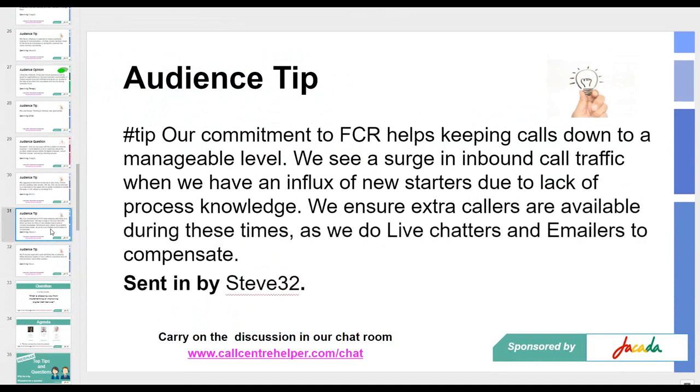Another one from Steve. I think Steve is looking to get the winning tip from the number of tips sent in. Our commitment to first contact resolution helps keep calls down to a manageable level. We see a surge in inbound traffic when we have an influx of new starters due to a lack of process knowledge. We ensure extra callers are available during these times, as we do live chats and emails to compensate. So I guess that's about building, I like these two pieces of it: first contact resolution, and also building up the process knowledge of people.